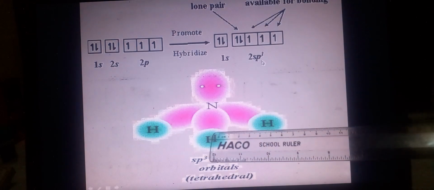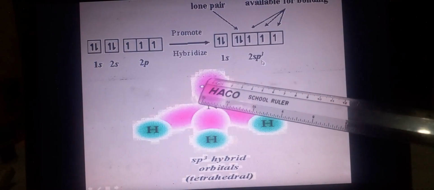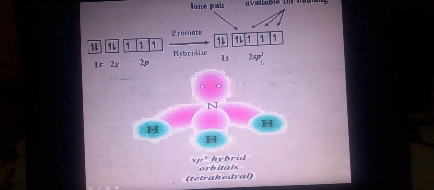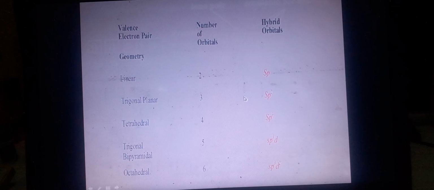So you can see this lone pair of electrons is here. Then we have those 3 unpaired electrons sharing with hydrogen, one here, another one here, and the last one is shared here. So this kind of shape is called tetrahedral if you use the valence shell electron pair repulsion method. So we include this one, it's 1, 2, 3, 4. So it is oriented in 4 different directions to form a tetrahedral kind of shape.